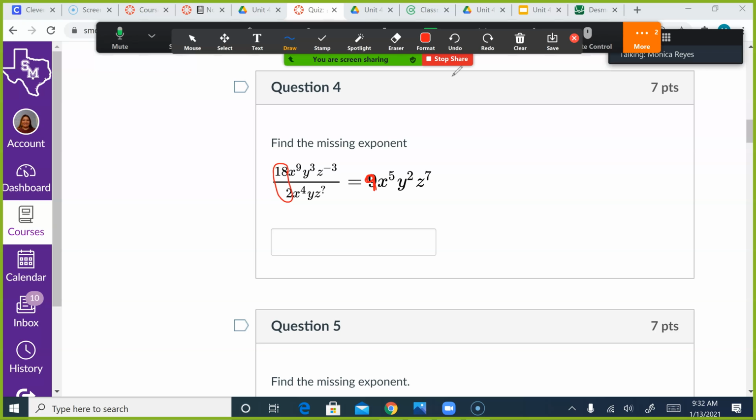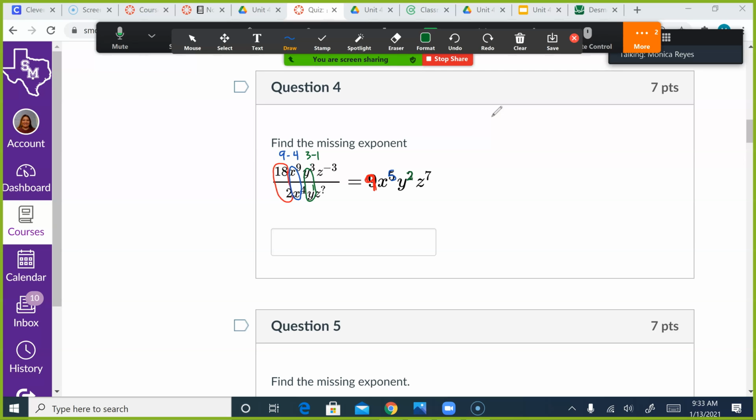Again, I'm going to do all of them. Technically, we only have to do the z's, but I'm going to do the other ones just to review what the property is. All right, and then we combine the x's together. When we divide, we subtract. 9 minus 4 is 5. And then we combine the y's together. So 3, and remember if there's not an exponent there, it's a 1. So 3 minus 1 is where they get the 2.